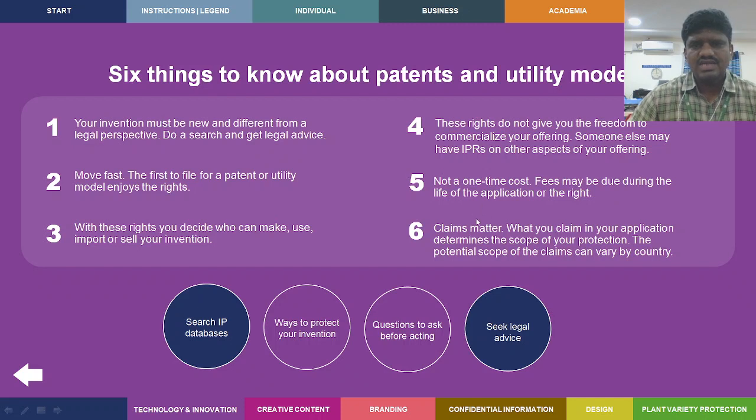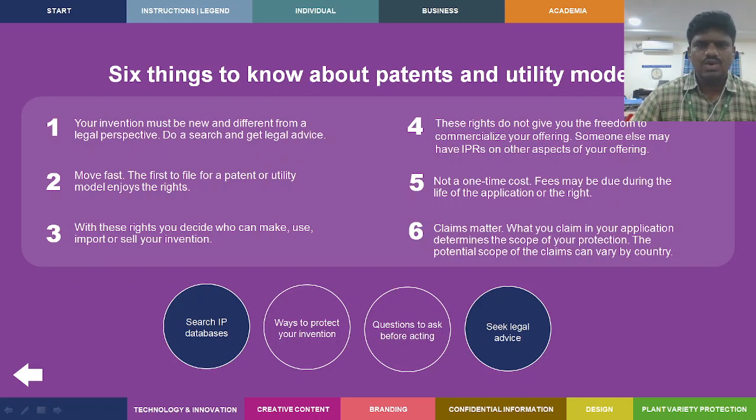Now, next one is the claim matter, where you have to claim the matter, what you claim in your application. Very, very important. Whenever you are filing a patent, you should carefully mention your objectives, your inventions, your idea clearly. A clear-cut objective point should be there.